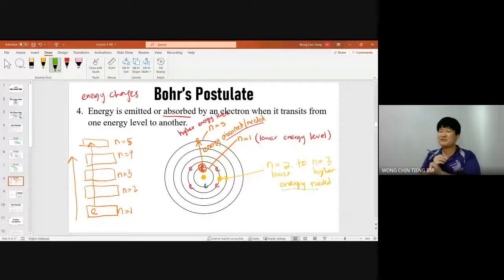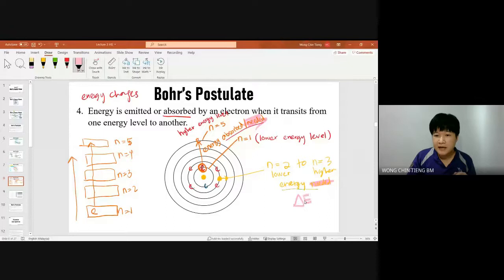Yeah, what I'm trying to show you over here is tak kisah dia bergerak naik banyak atau bergerak naik sikit. Janji dia bergerak naik, kita akan ada perbezaan tenaga, dan janji dia bergerak naik, dia sentiasa adalah energy needed. And whenever is energy needed, keyword guys, delta E mesti adalah positive.